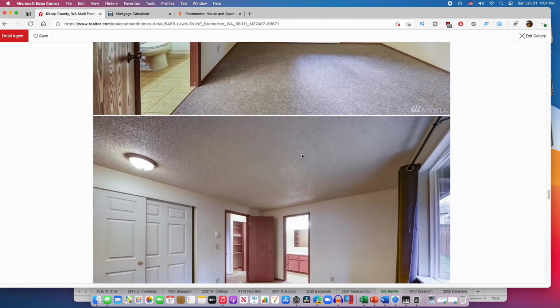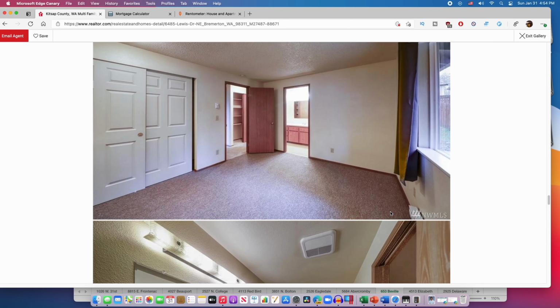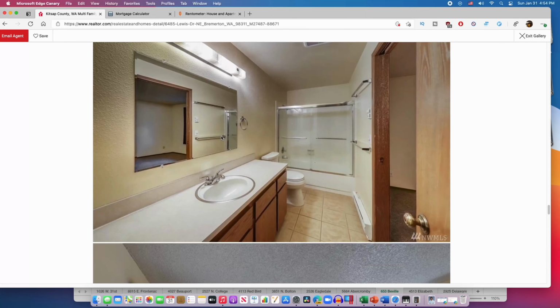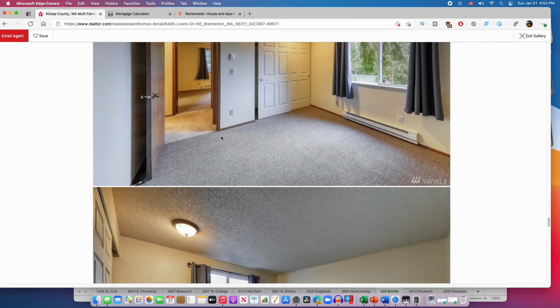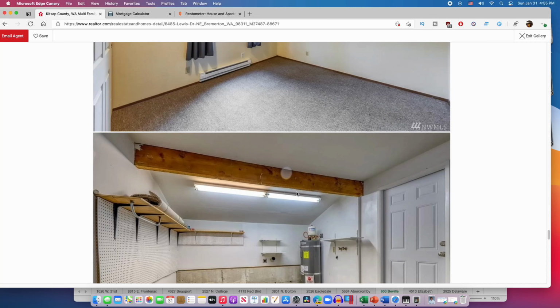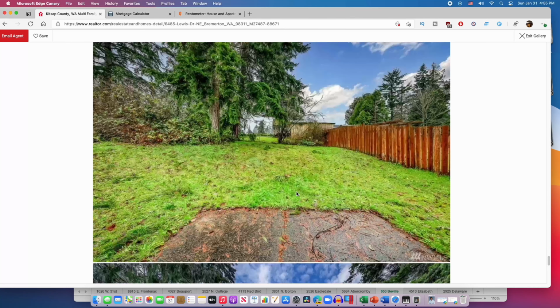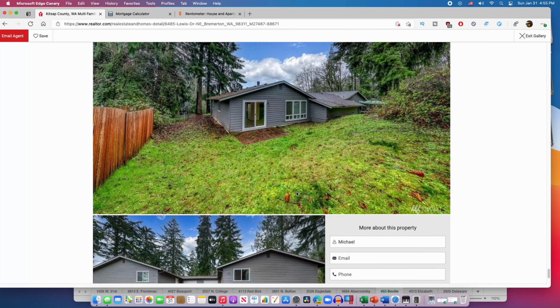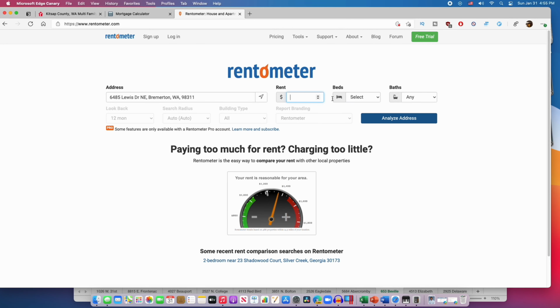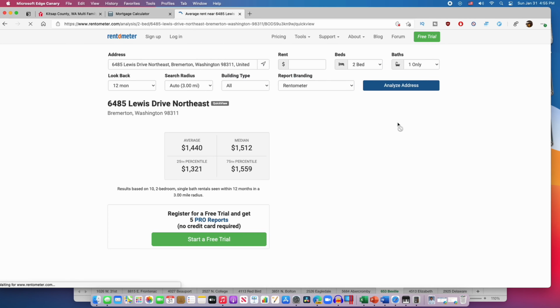All right, got the little blue curtains here. And I'm guessing this is the same thing going into the bathroom. Okay. And I think this is another bedroom. So I'm going to say each unit is a 2-bedroom, 1 bath. We're going to guess. So in rental meter, we're going to say each is a 2-bedroom, 1 bath. And we're going to analyze that address.